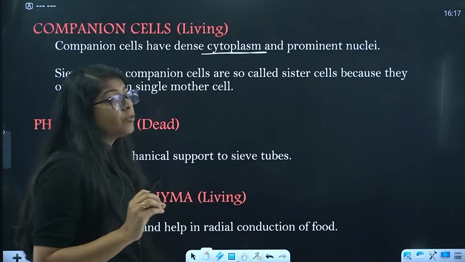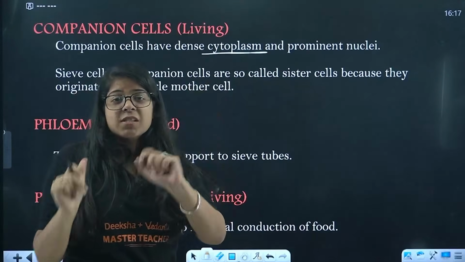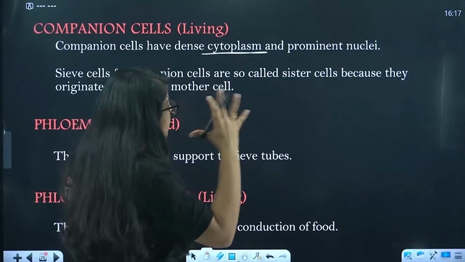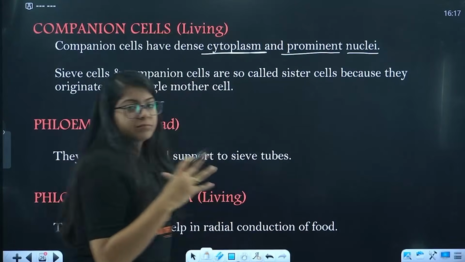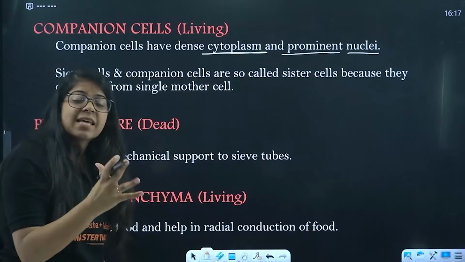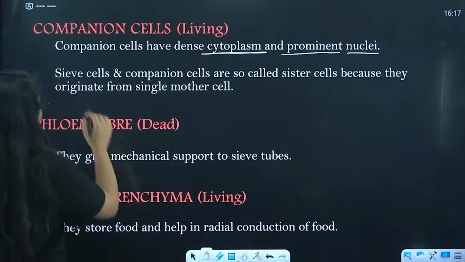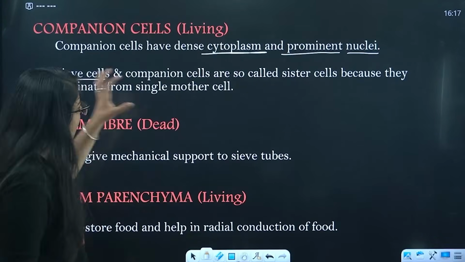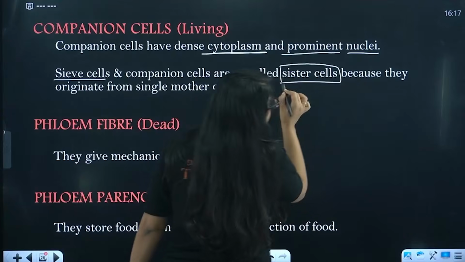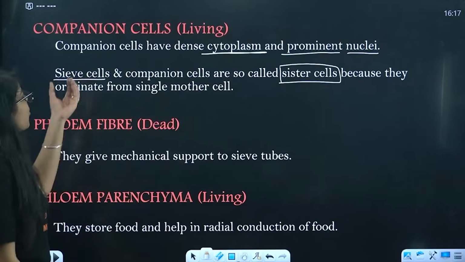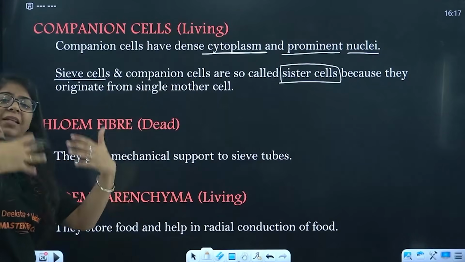We studied in cells, what is the cytoplasm? The jelly-like substance inside the cell. So they have very dense cytoplasm and prominent nuclei. Okay, companion cells have dense cytoplasm and prominent nuclei. These sieve cells and companion cells are called sister cells, because they originated from a single mother cell.